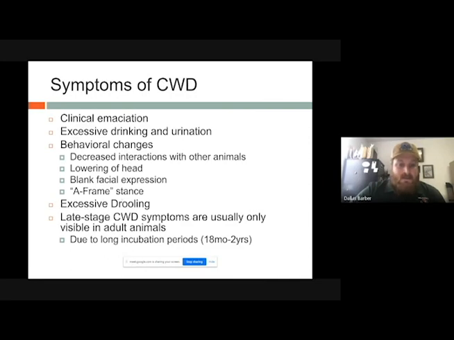So all of these symptoms are considered late stage CWD symptoms and are usually only visible in adult animals, because with this disease, there's a fairly long incubation period of 18 months to 2 years, basically meaning that you can look at a deer that appears perfectly healthy, and that deer can be positive for chronic wasting disease. They've just not reached a symptomatic stage of that disease yet. So it can make it very, very difficult just to ID by the naked eye.